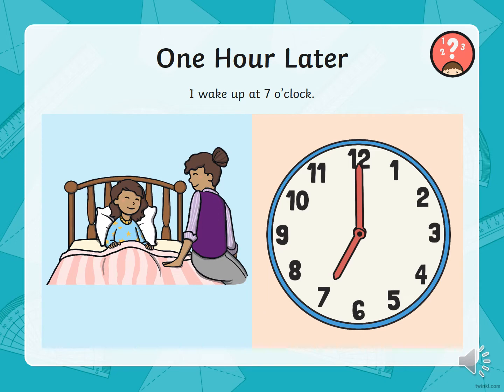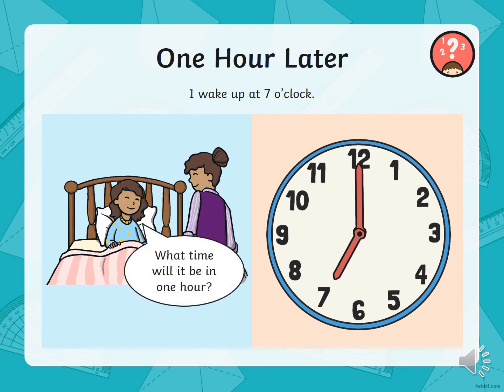1 hour later. I wake up at 7 o'clock. What will the time be in 1 hour? Remember, the big minute hand is at the 12, and that means o'clock. And it needs to go all the way around the clock face once, 60 minutes or 1 hour. And then what will it be pointing to? What will the small hour hand be pointing to in 1 hour?